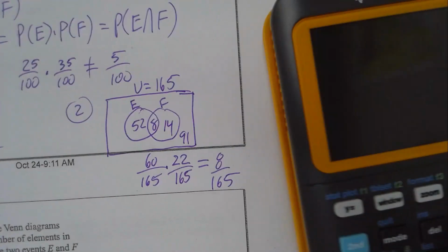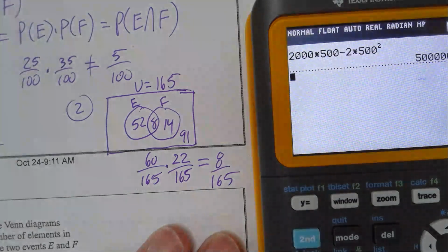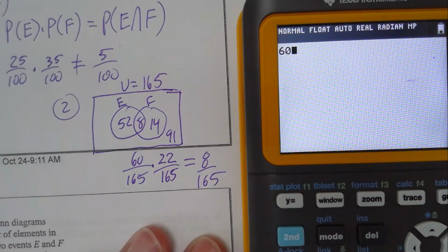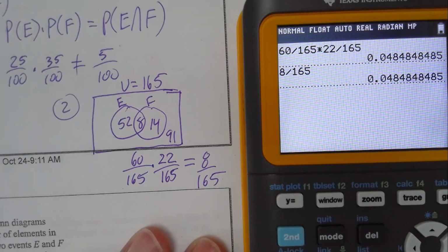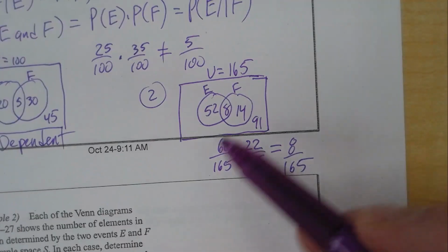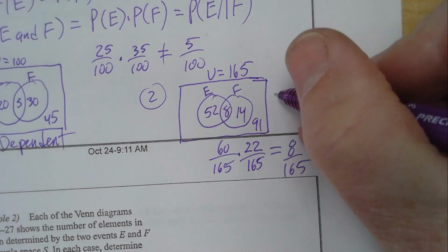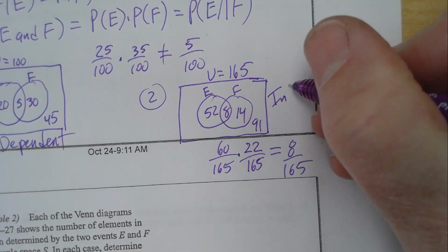This one here is harder to tell, so I'm going to use the calculator to help me. So I get 60 divided by 165 times 22 divided by 165. And then I'm going to do 8 divided by 165. Whoa! They're the same. So this times this is equal to this. So then this is an independent situation.